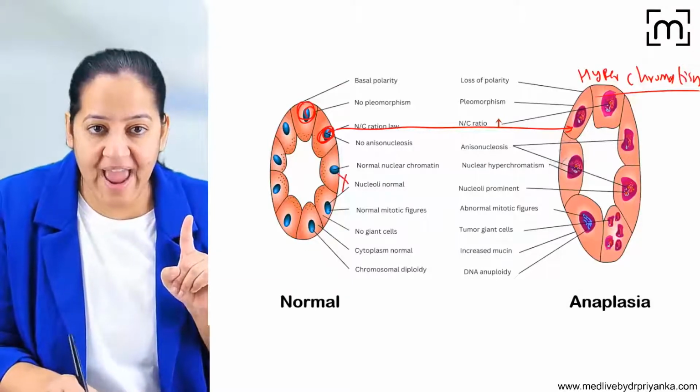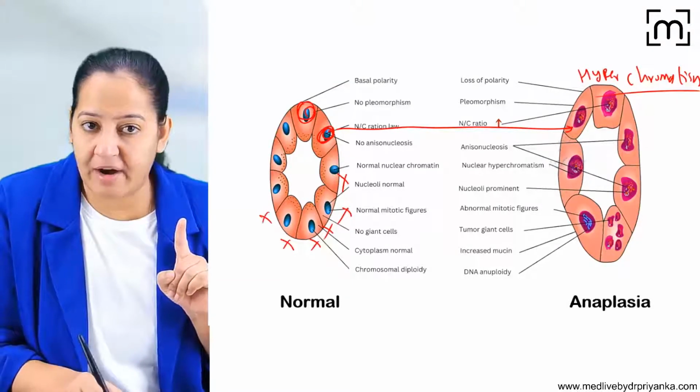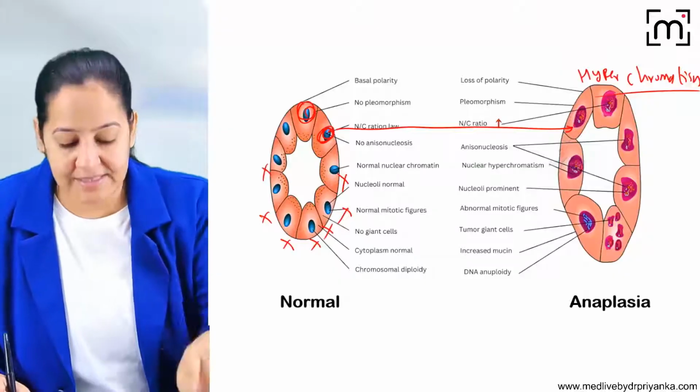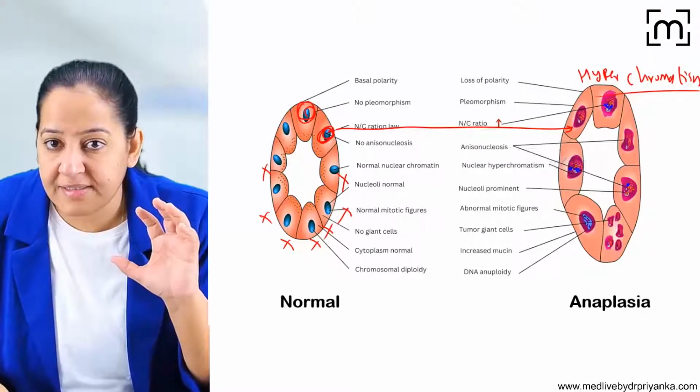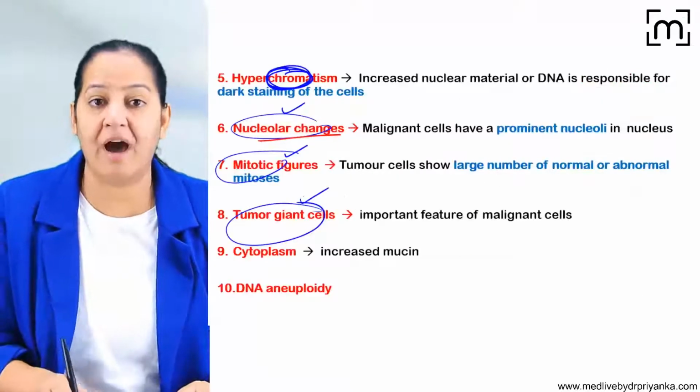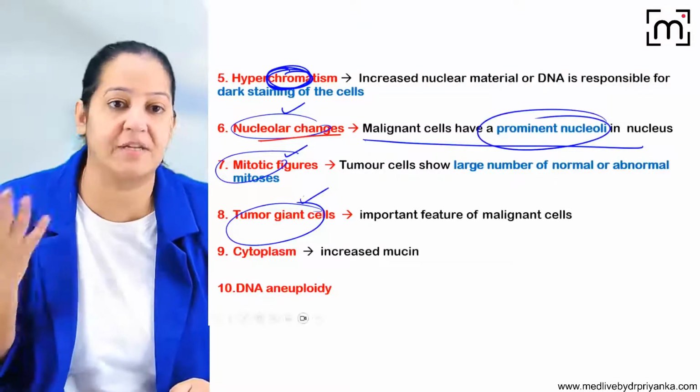Now see the nucleoli inside the nucleus. Here I can't find any nucleoli inside the nucleus. But here inside the nucleus, we can find multiple dots. Those are the nucleoli. So prominent nucleoli are present in malignant tumors.